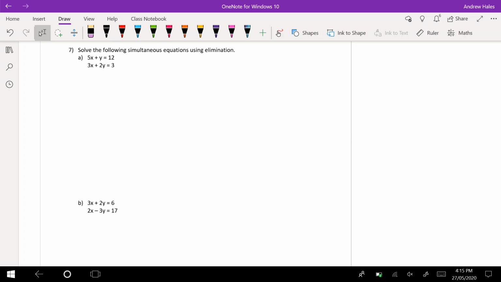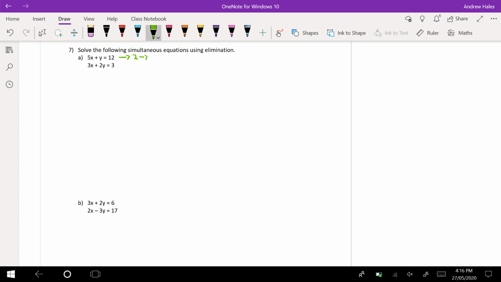Simultaneous equations. Elimination this time. Now, when we're trying to eliminate things, the whole point of elimination is trying to make one of our variables the same so I can just essentially cancel it out. So I'm going to try and make my y's the same for this first one because I can see that's going to be easiest. I need to times this first equation by 2.